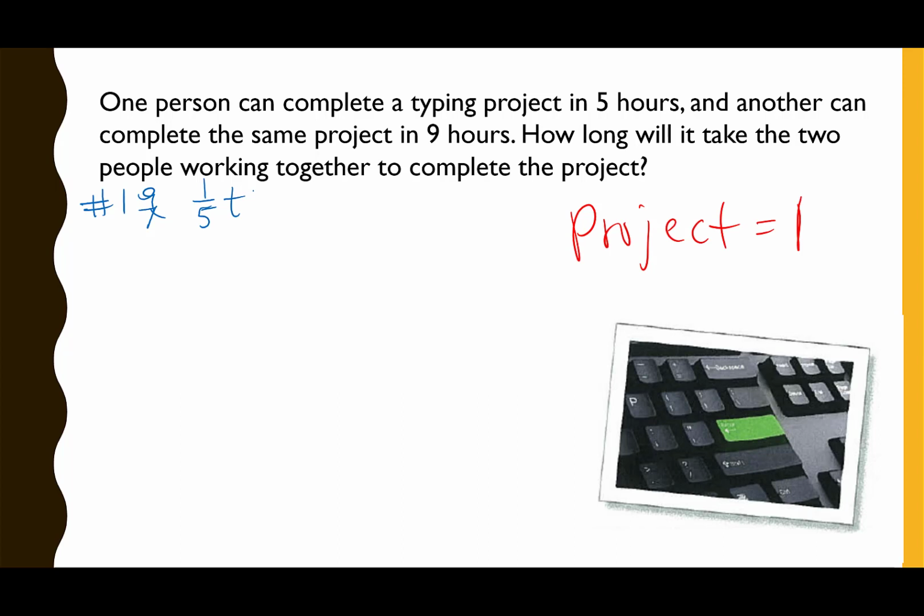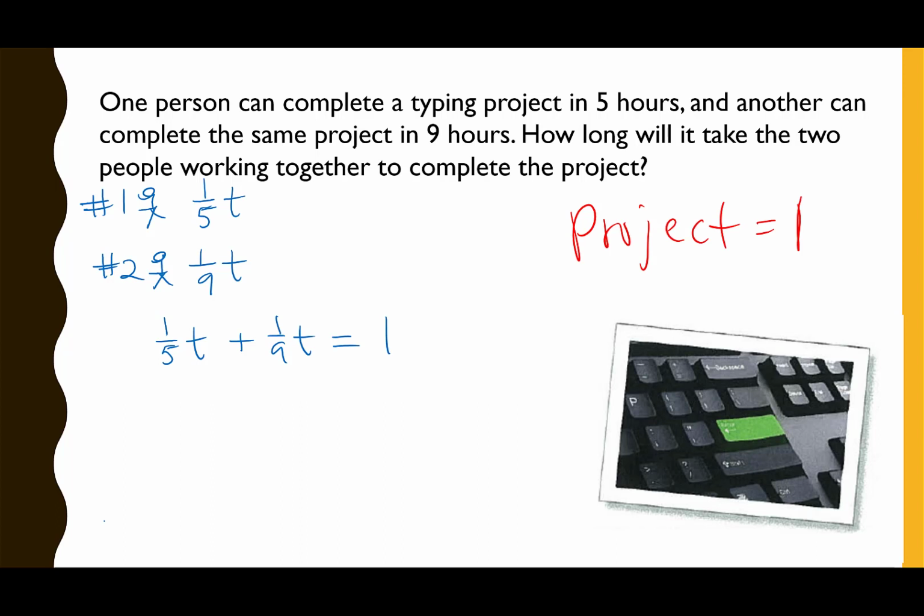So that person's rate is 1/5 because every hour that person can complete 1/5 of the project. Person number 2 works at a rate of 1/9 because every hour that passes, 1/9 of the project is complete. If we combine these 2 rates together, we're looking to see how much time it would take if 2 people are working on the same job. And so just like we did in class, we're going to set up the equation 1/5 t plus 1/9 t equals 1. That's the completed project.